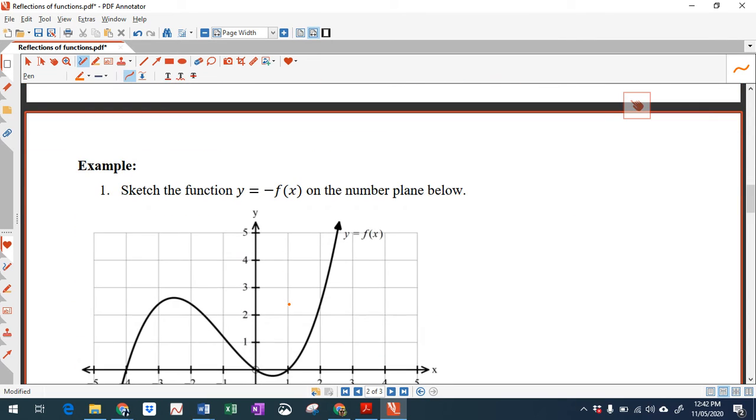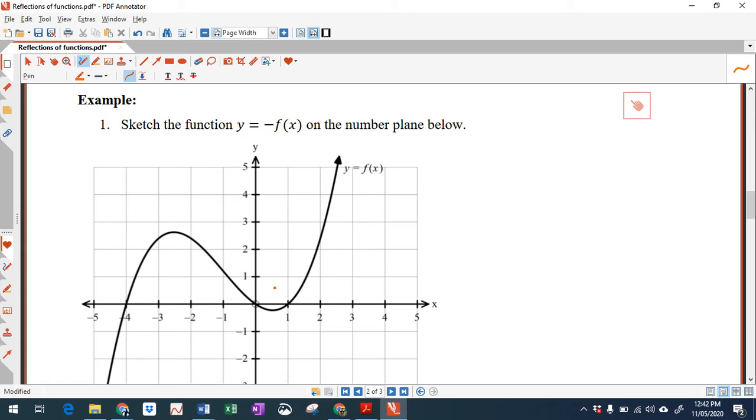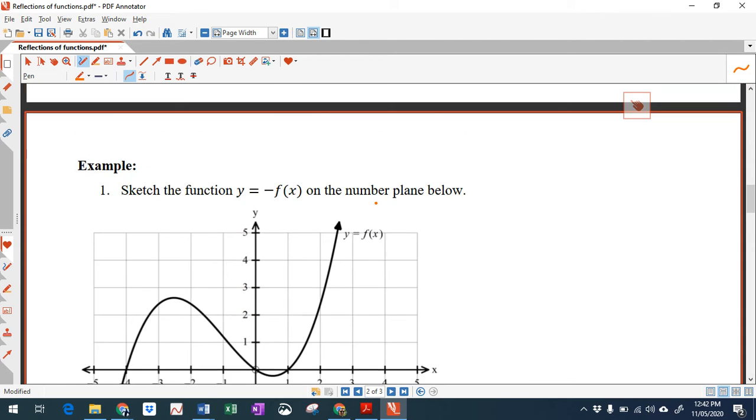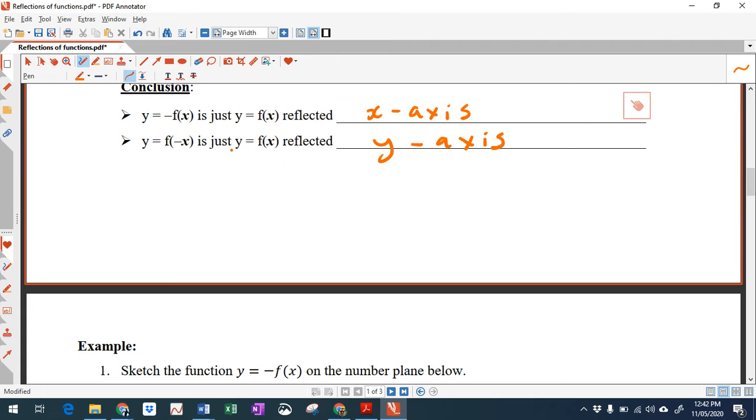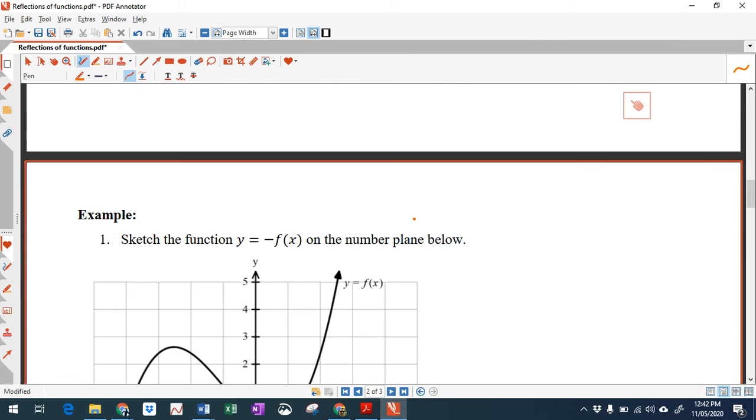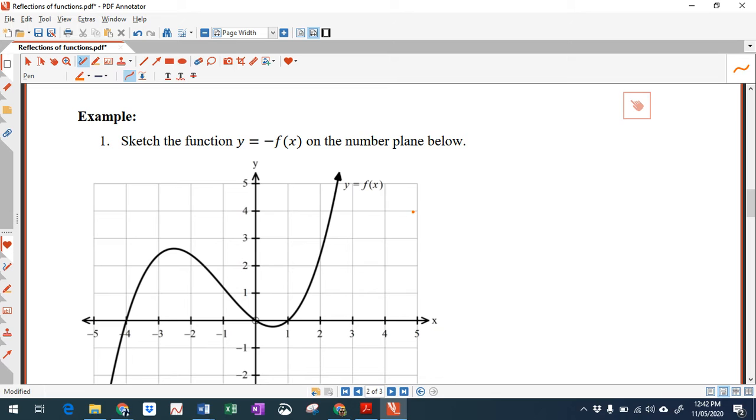Let's now look at sketching. So we're going to sketch the function y equals minus f of x on the number plane below. Now, if you go back up to the top here, y equals minus f of x is a reflection in the x-axis. So this time our mirror line is the x-axis. So let's just get a straight line there, just as a reminder. So that pink line is going to be our mirror line.